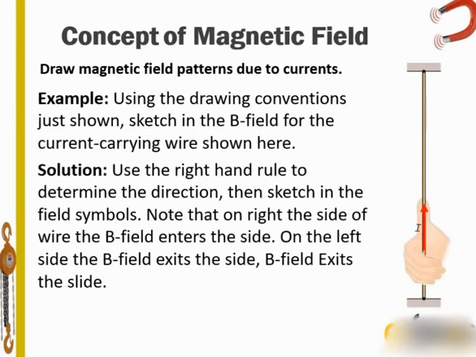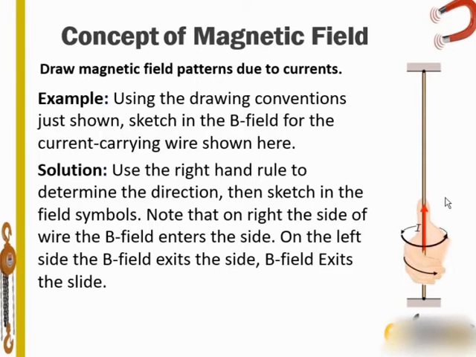So let's have a look at an example of how we can draw magnetic field patterns using the convention that we've just looked at. You're asked to draw in the B fields for the current carrying wire as shown in the diagram. So how do we do that? Well, the solution to this is quite straightforward. First of all, you use the right-hand rule to determine the direction, and then you sketch in the field symbols, in other words, the dots and the X's.